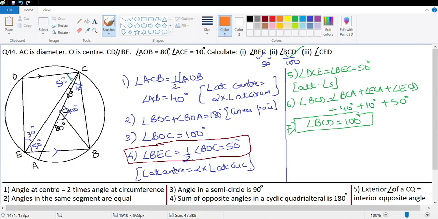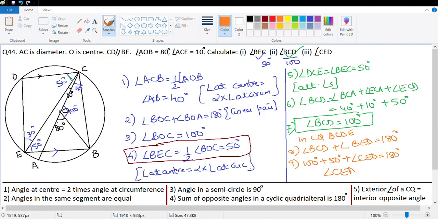Let's look at the last part, angle CED. Now in cyclic quadrilateral BCDE, angle BCD plus angle BED should be equal to 180 degrees, which means 100 degrees plus 50 degrees plus angle CED is equal to 180 degrees, which means angle CED is equal to 30 degrees. Done. That's the last part of this question.